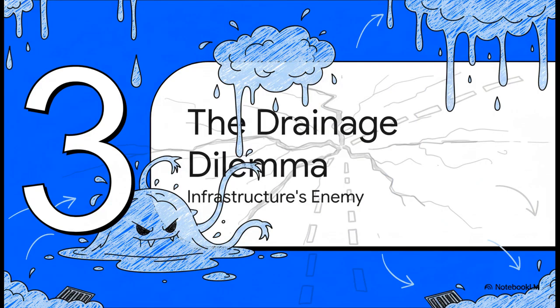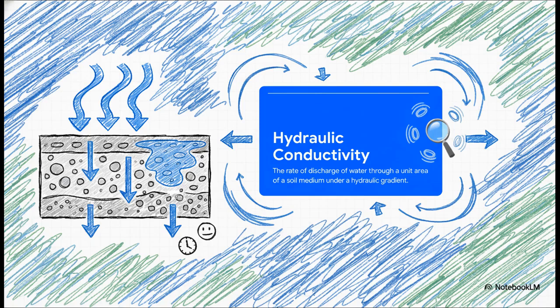That brings us to Section 3, the drainage dilemma, or as I like to call it, infrastructure's hidden enemy. Make no mistake, water is the ultimate villain here. Trapped water is literally the #1 threat to a road. So, to fight this, engineers focus heavily on a concept called hydraulic conductivity. Now, the formal definition is the rate of discharge of water through a unit cross-sectional area of a soil medium under a unit hydraulic gradient. Sounds complicated, right? But simply put, it just means how fast water can flow through a material.